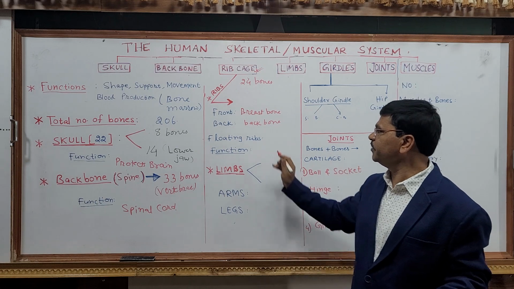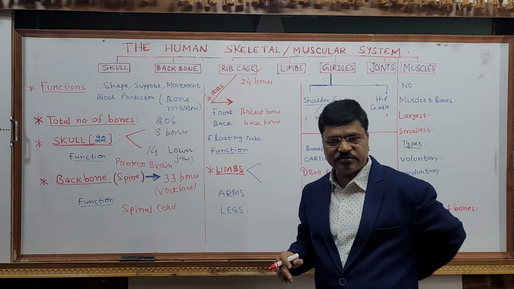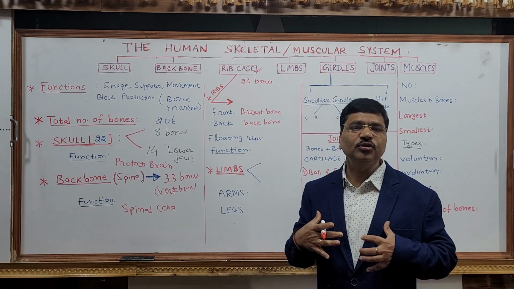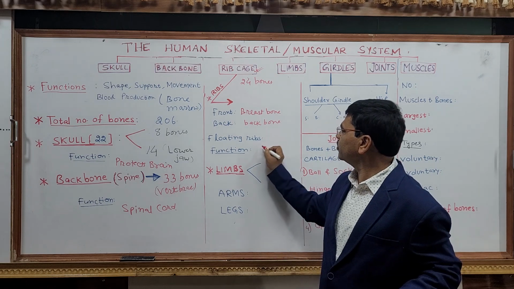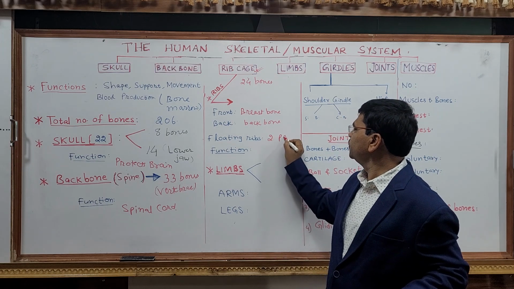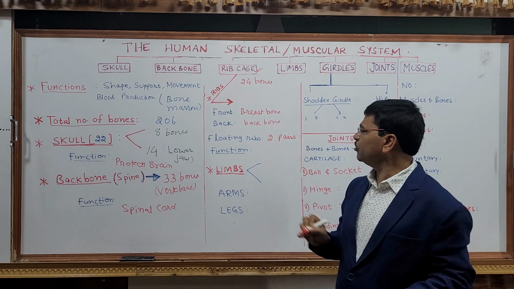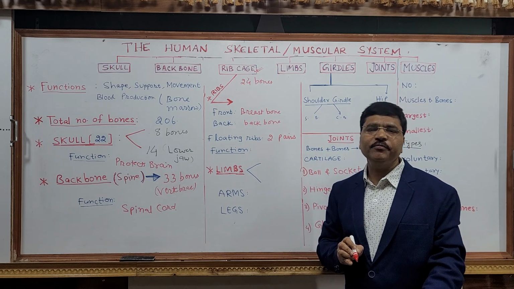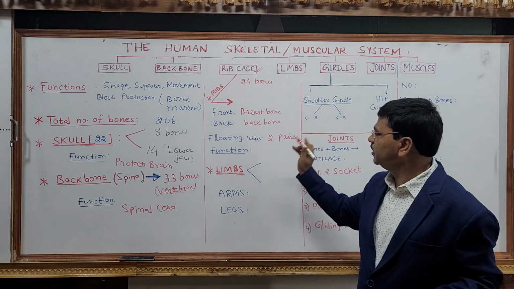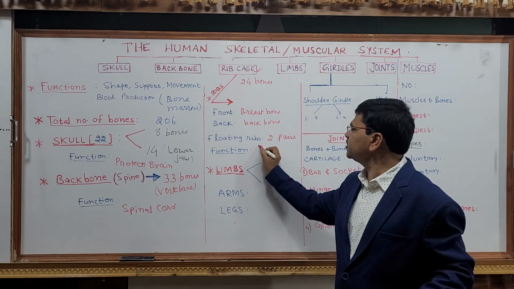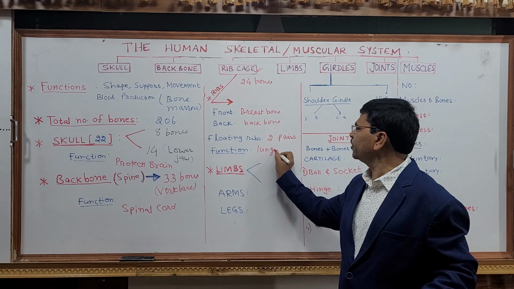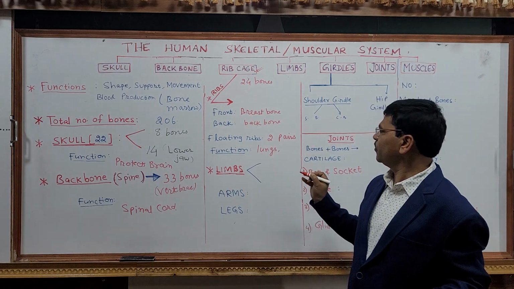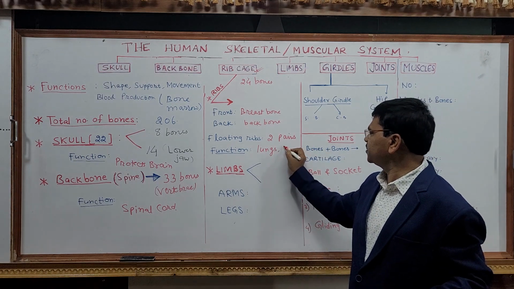The last 2 pairs of ribs, they are joined at the back, but in the front part they are not joined with anything, and so they are called floating ribs. So altogether there are two pairs of floating ribs. What is the function of this rib cage? The rib cage, it protects two very important organs, that is the lungs, okay, and heart.